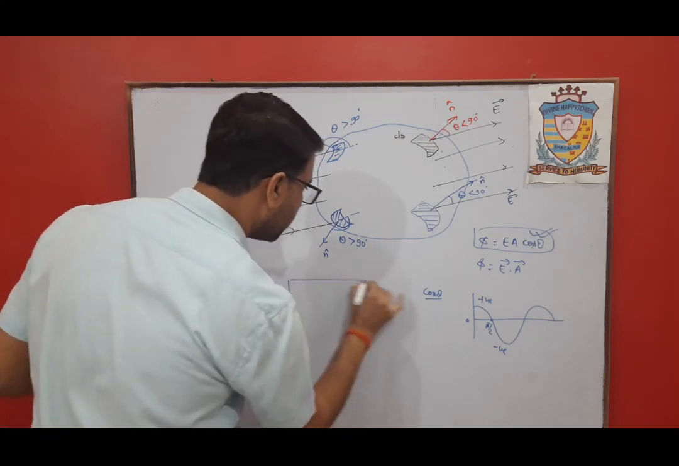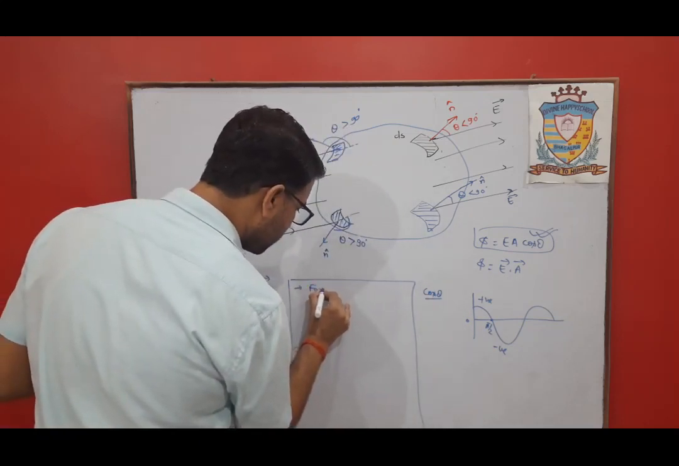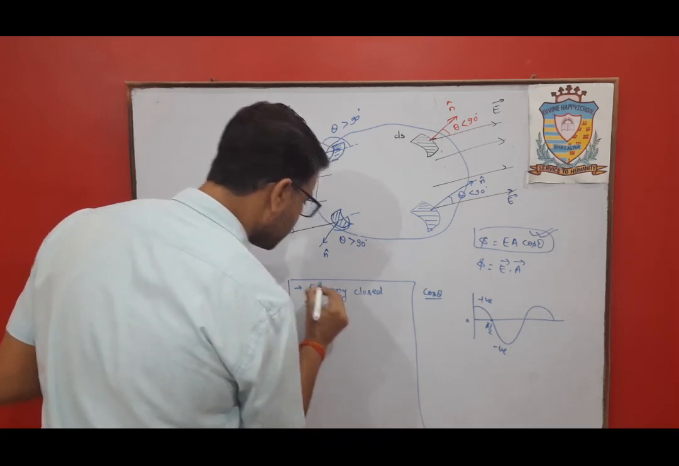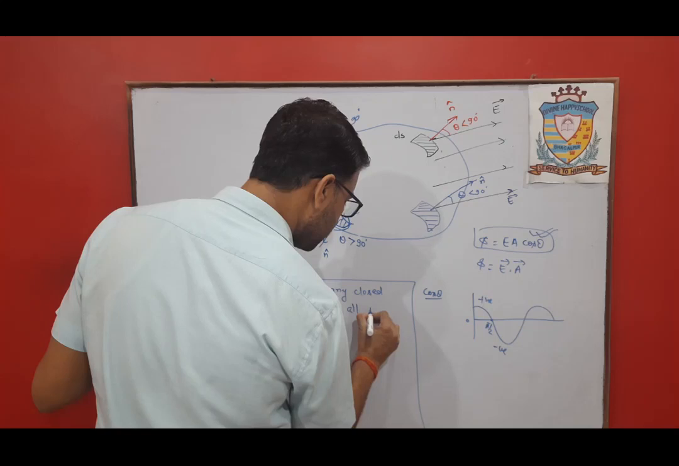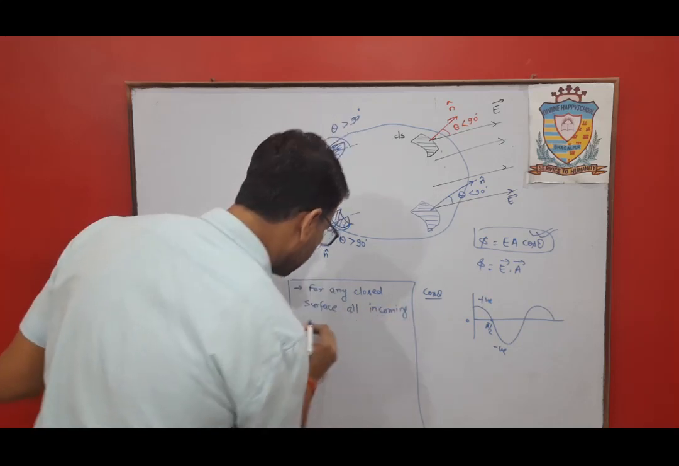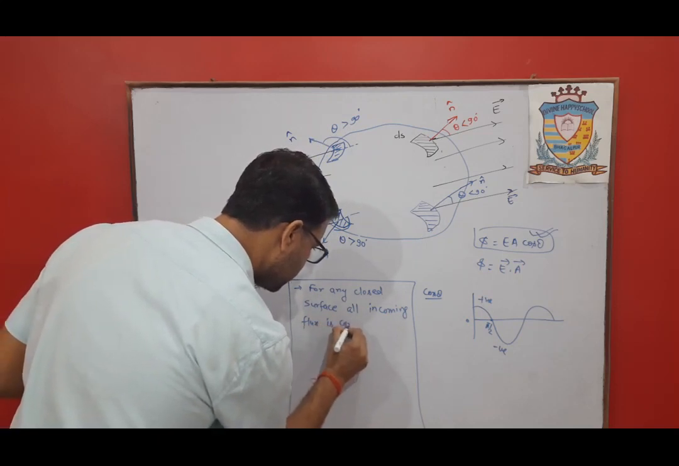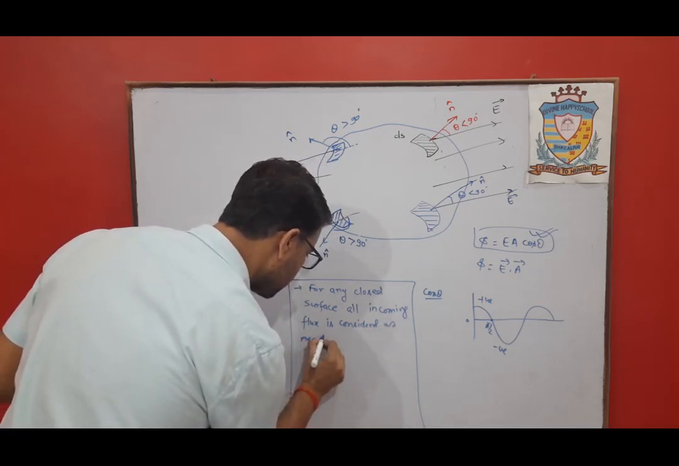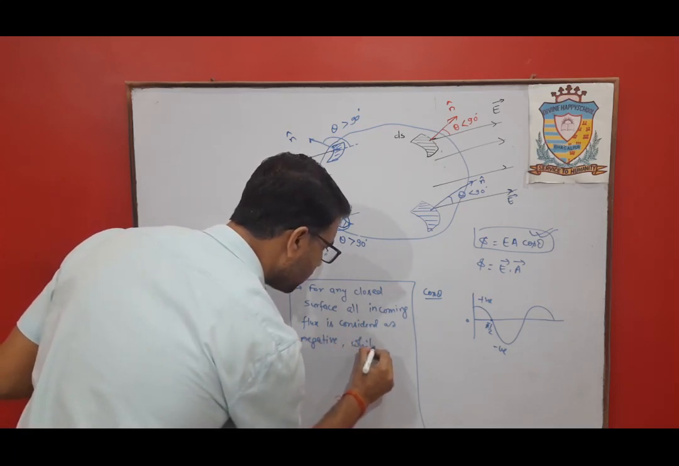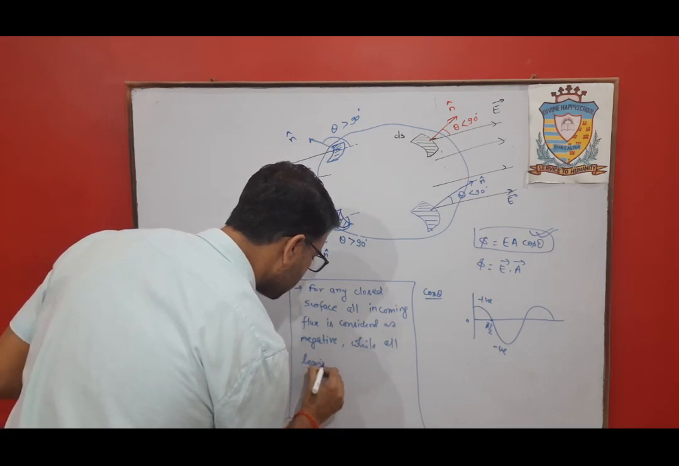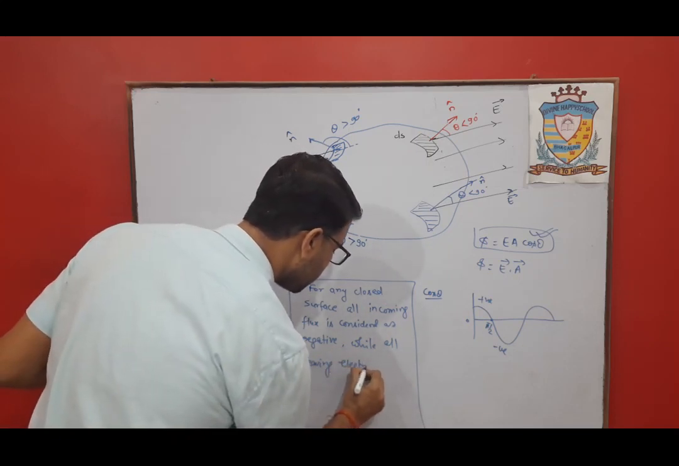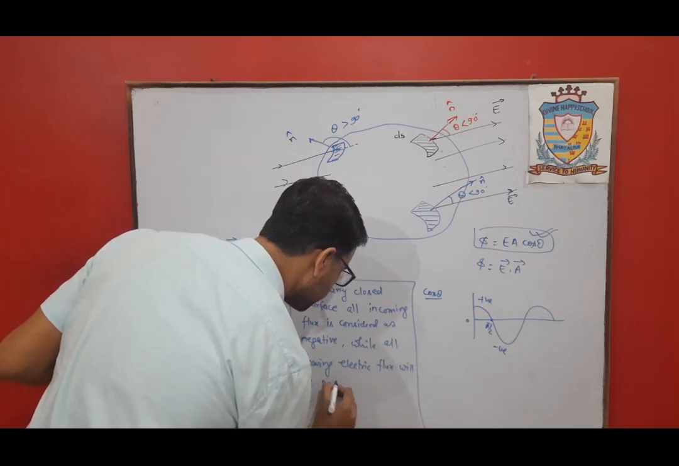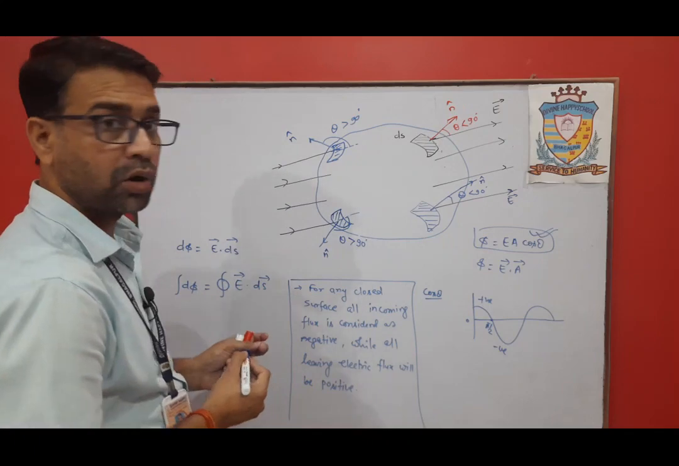So we can write down a note: for any closed surface, all incoming flux is considered as negative, while all leaving electric flux will be positive. Clear? So this is all about electric flux.